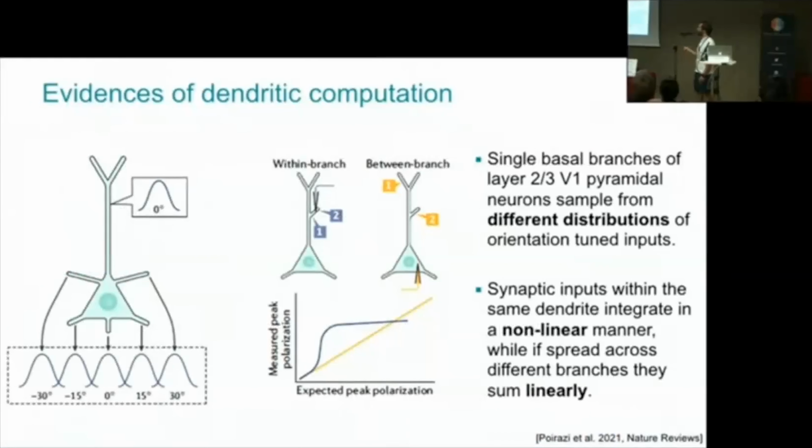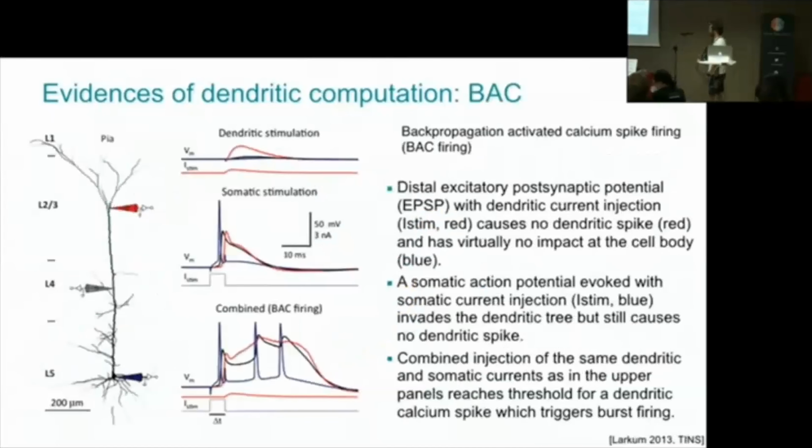This is an example from pyramidal neurons from layer 3 or layer 5 of the cortex. And for example, different branches of neurons sample from neurons tuned on different orientations. Or even, depending on how the inputs are provided to the branches, in the same branch or different branches, the summation can be linear or nonlinear. So these are just a couple of examples of how complex dendritic computation can be. You can see many others, for example, in this amazing review here.